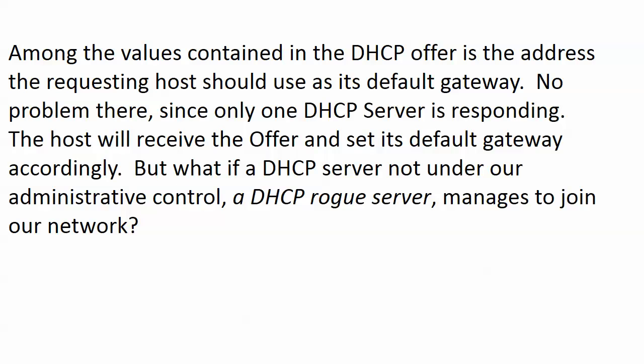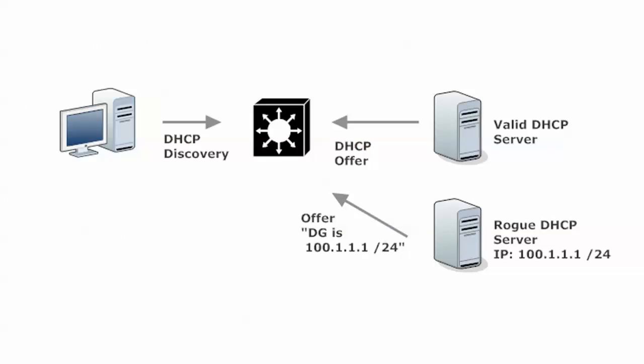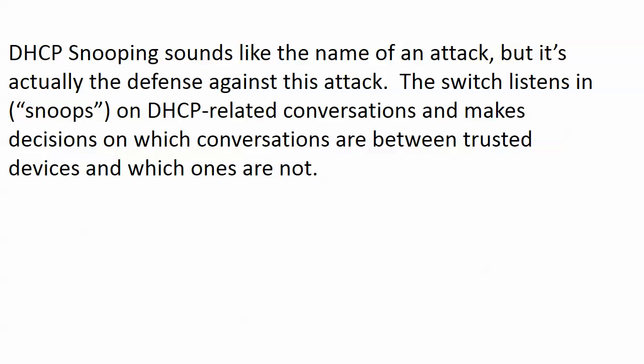But what if a rogue server gets into our network? What if a rogue DHCP server starts sending offers out saying my default gateway is 100.111, and that also happens to be the IP address of the rogue server? Then everything that isn't going somewhere else is going to go through that device. That's the default gateway. Also, the rogue server could say, by the way, your DNS server, that's 100.111 as well. That gathers extra information. So this could be a really bad situation for us.